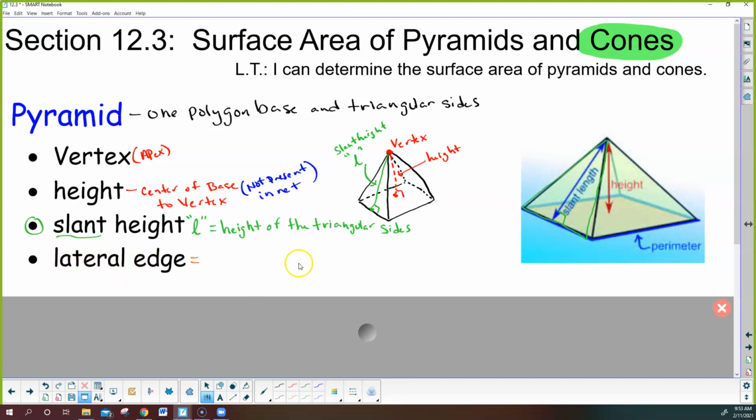All right, a lateral edge is just where two sides come together. So I'm not going to draw it on here, but you can see a lateral edge is just the spot where the sides come together, or the line where two faces meet. We don't do a lot with the term lateral edge. It's the slant height that you really want to make sure you understand today.